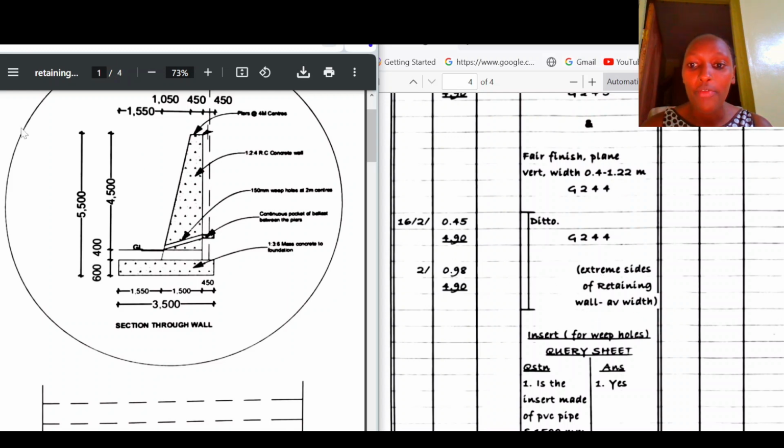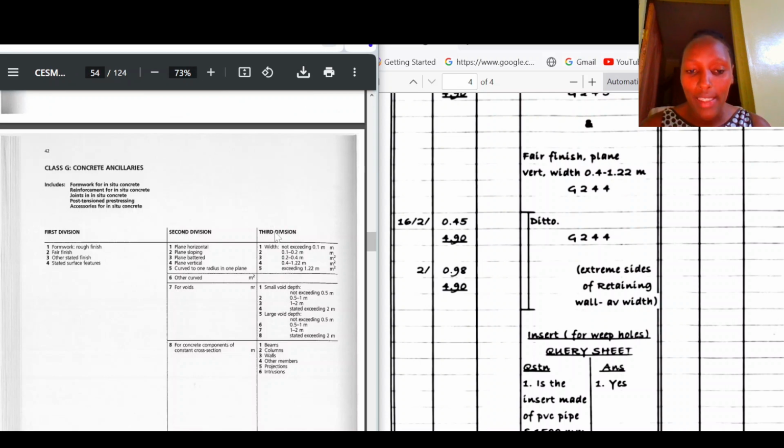Okay, so when we are quoting for the sides where we have the width, we shall just say ditto for the plain finish, plain vertical. But now it is the width. The width lies between 0.4 to 1.22 meters for the piers. You see, for the piers 0.45. Yes, even for the sides of the retaining wall, it is between 0.4 to 1.22 meters, because 0.98 is still less than 1.22 meters. I hope that is clear.